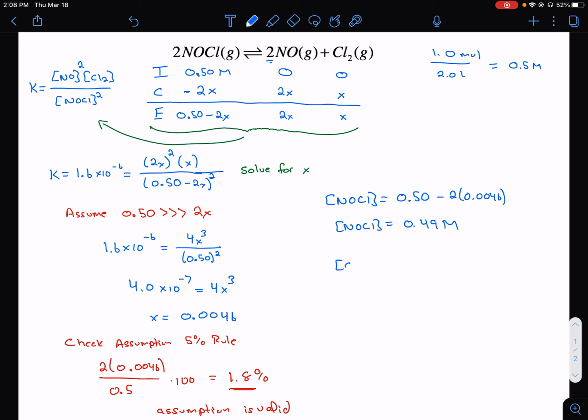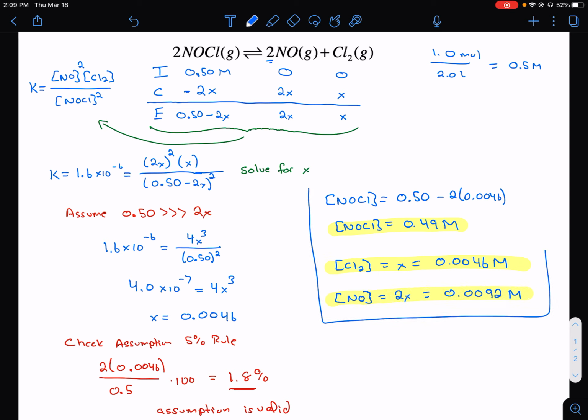The concentration of Cl2 is just equal to x. So in this case, that's 0.0046 molar. And the concentration of NO is equal to 2x, which is equal to 0.0092 molar. So we now know the concentration of all of our reactants and products at equilibrium, and we've completed the problem. Thank you.